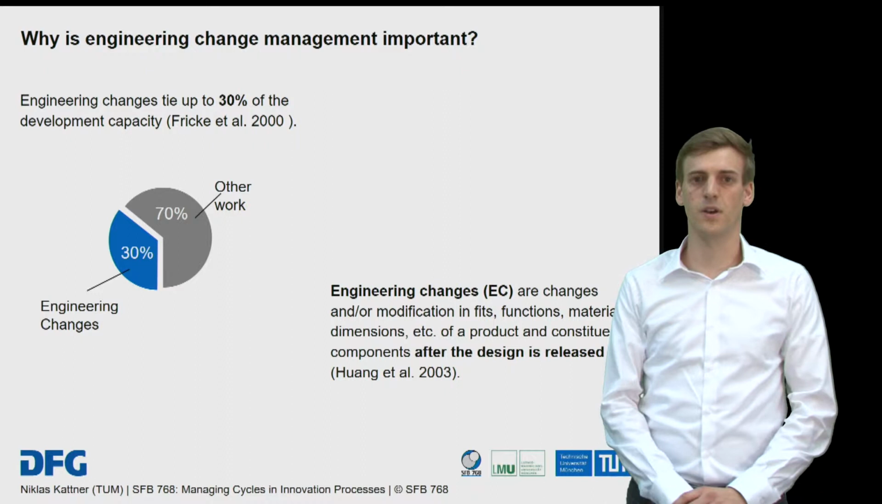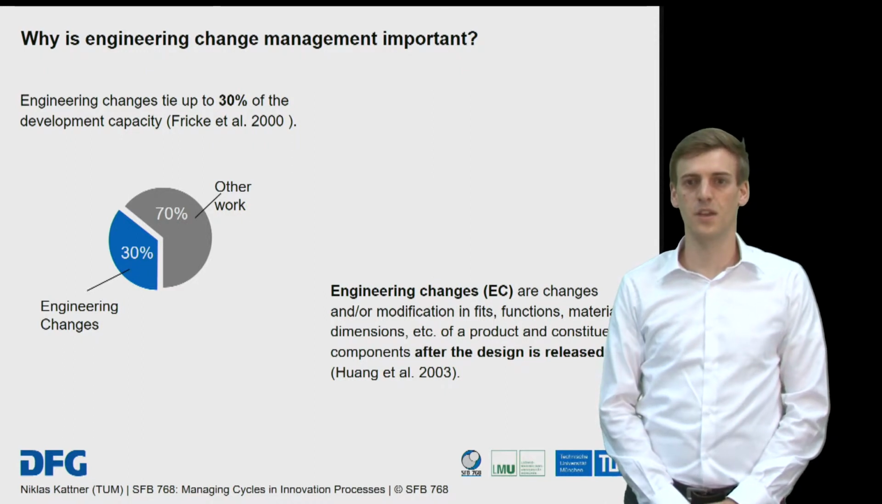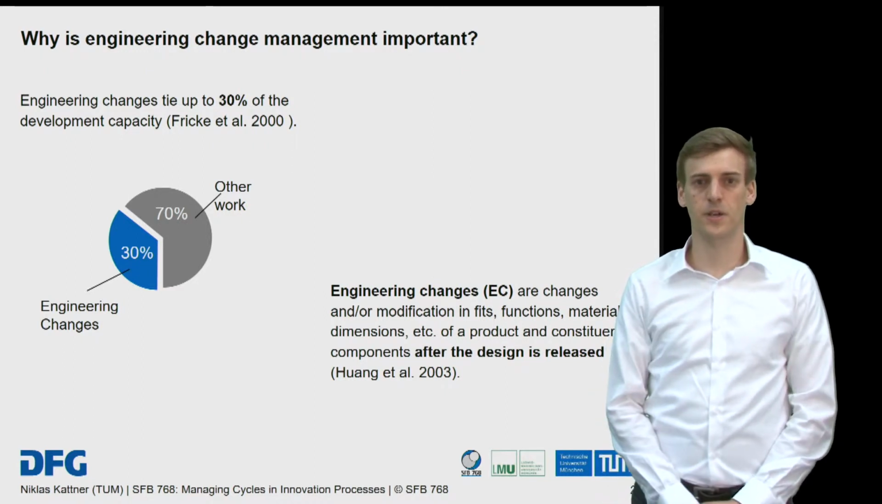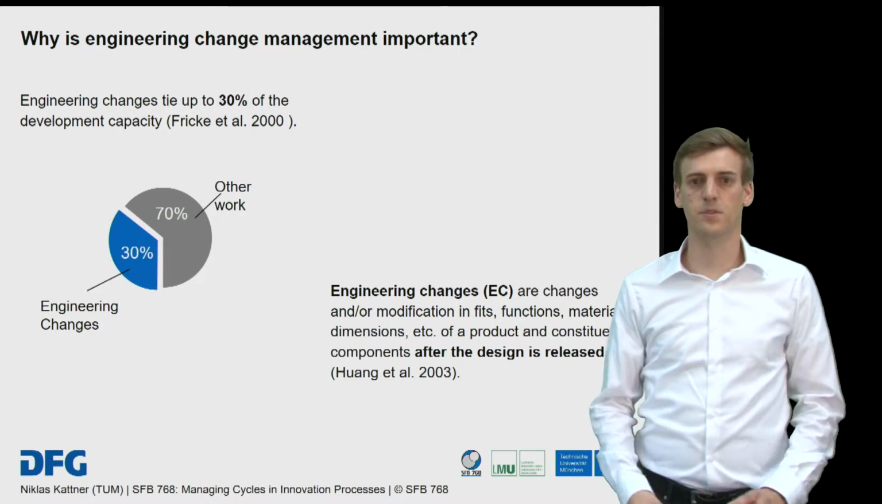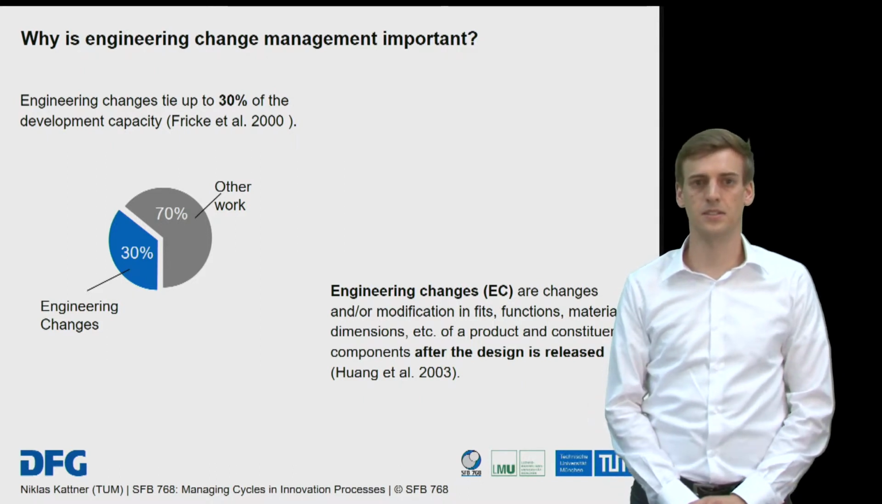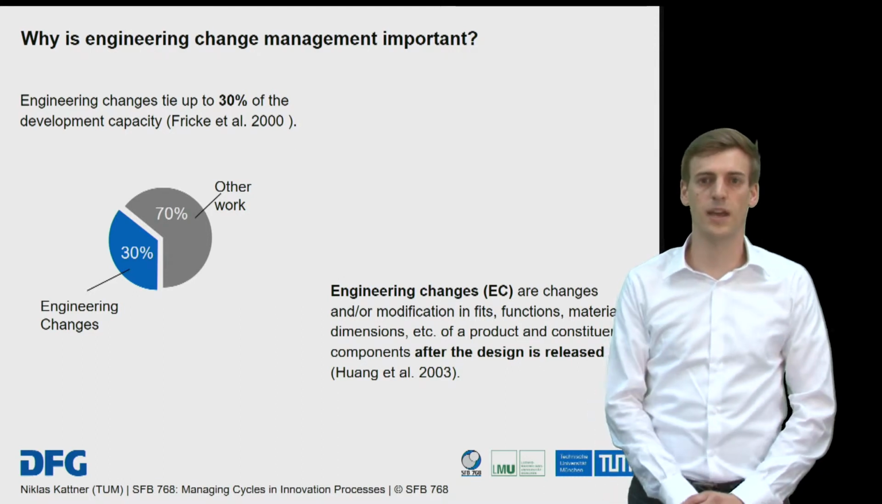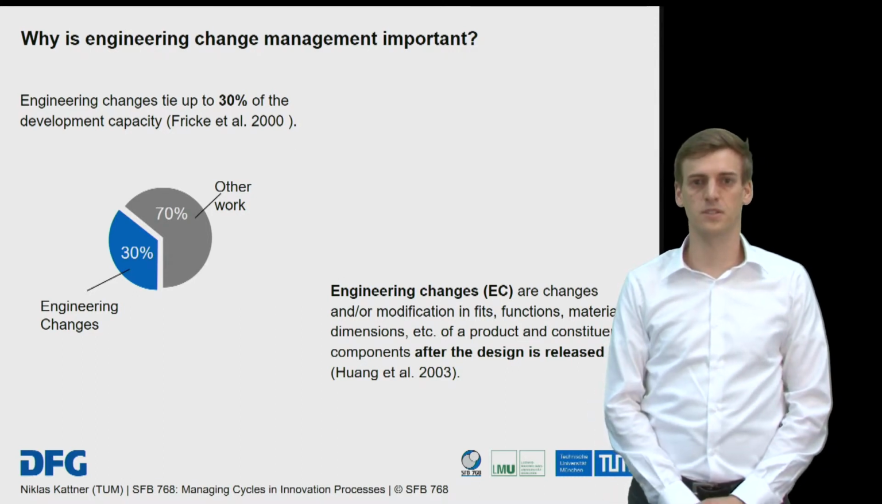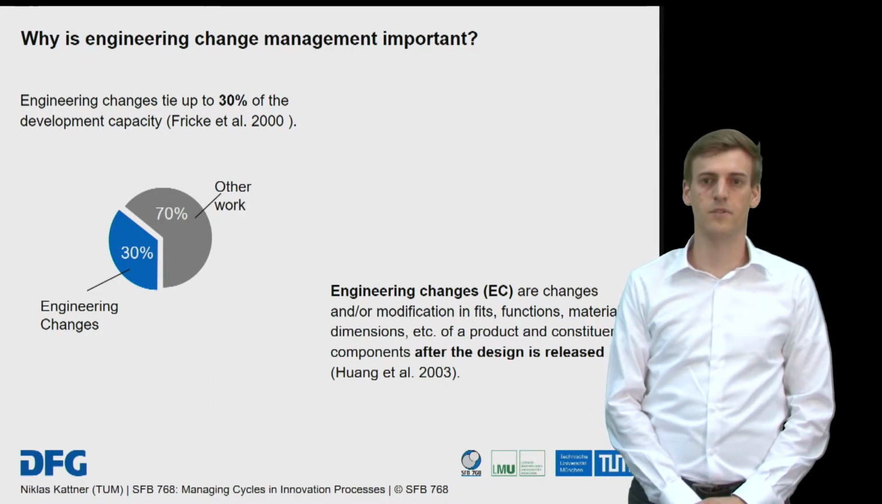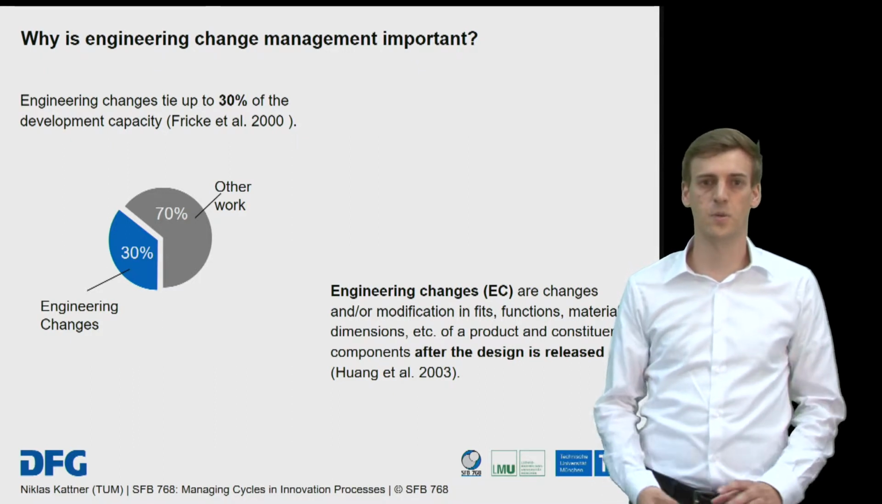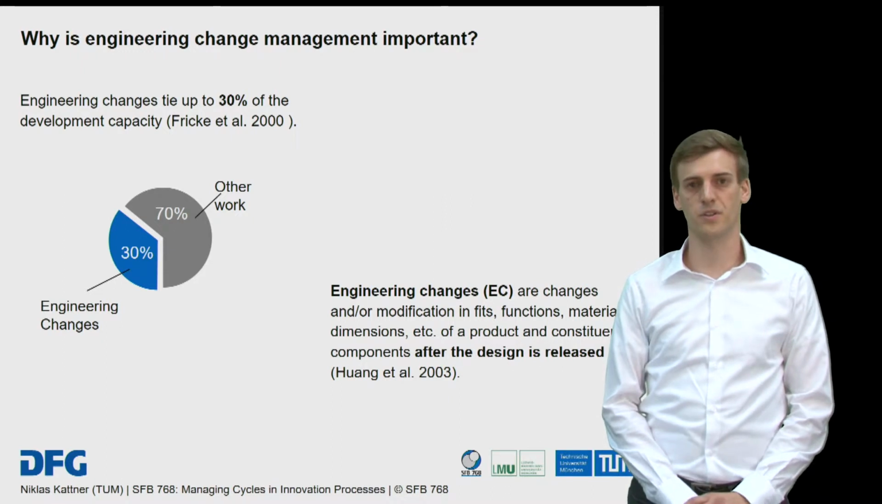Why is it important to have an engineering change management system? If you look at a study conducted by Fricke, engineering changes tie up to 30% of the development capacity. Hence, handling engineering changes efficiently has a huge impact on the overall development performance. The cause of these changes, however, can be widespread, from altered requirements to very specific component failures.